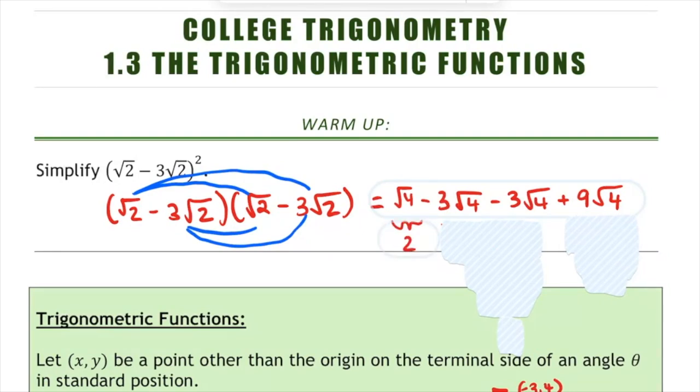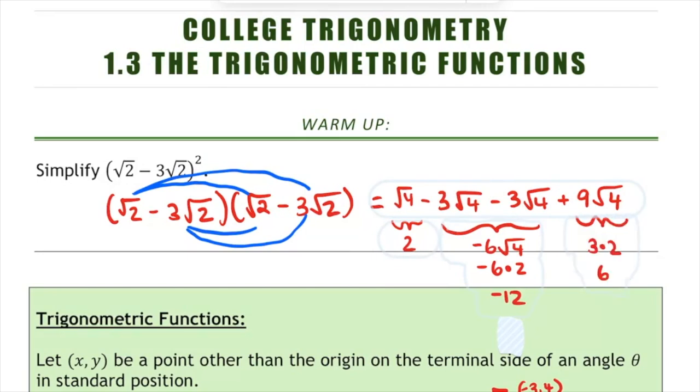Square root of 4 is just 2. Put your middle terms together, it's negative 6 square root 4. If you break down square root 4, it's just 2. So you end up with negative 12 in the middle. And then that last one, you get 6. Put everything together, and you end up with just 4 for your final answer.